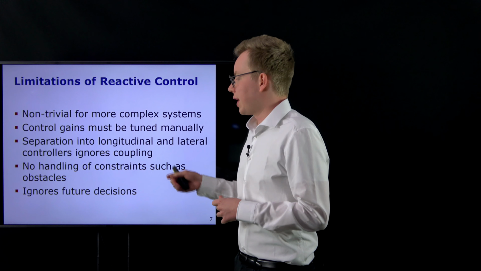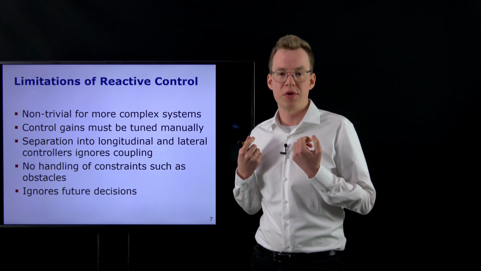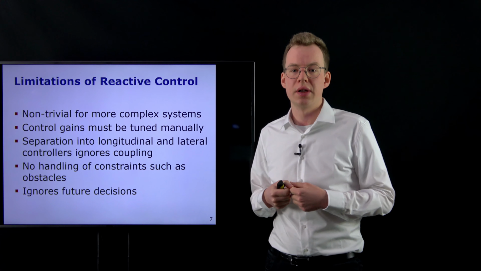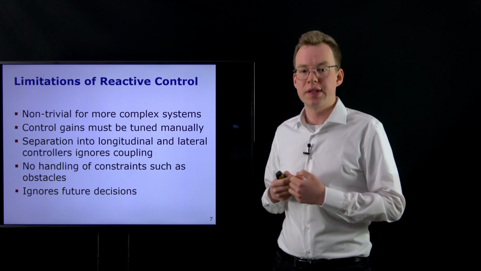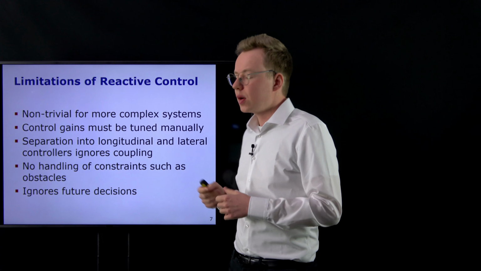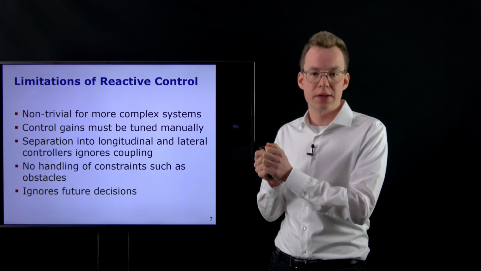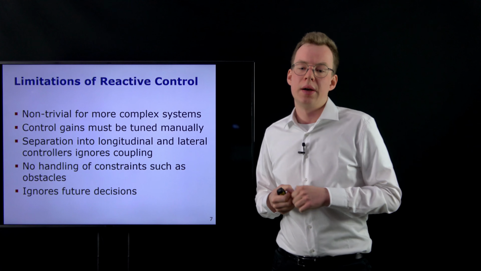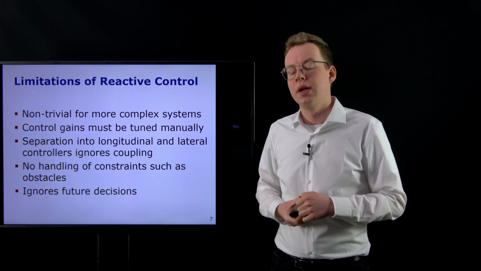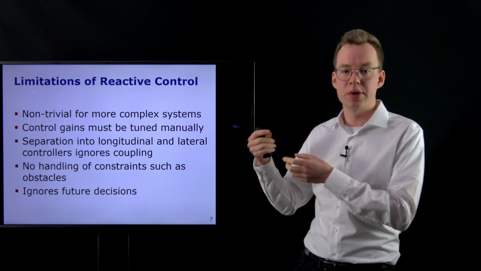Then furthermore, there are these control gains, for example, in Stanley, that we have to tune, and we have to make a choice. And this tuning can be a very tedious heuristic and manual process. Then furthermore, we had to decompose the problem into smaller problems for which we can write down these rule-based controllers. And so here we decompose it into a longitudinal and a lateral controller. And this kind of decoupling ignores the coupling between the two dimensions.